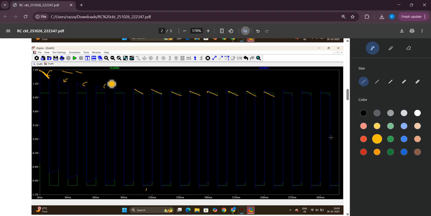The discharging rate and the charging rate of the capacitor become equal, because the discharging rate here is more and becomes lesser and lesser. We can say that at this point the discharging and charging rate of the circuit are equal, and hence we will get the ripple in the voltage.